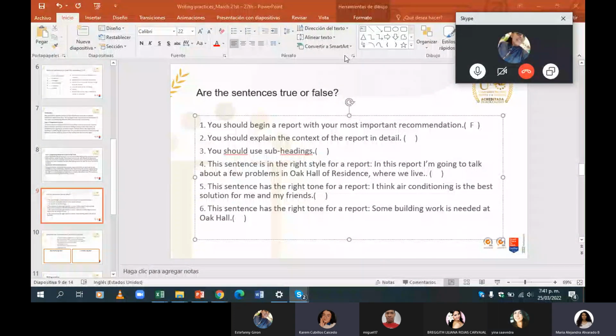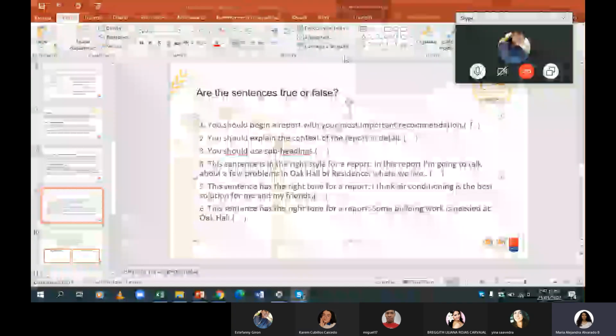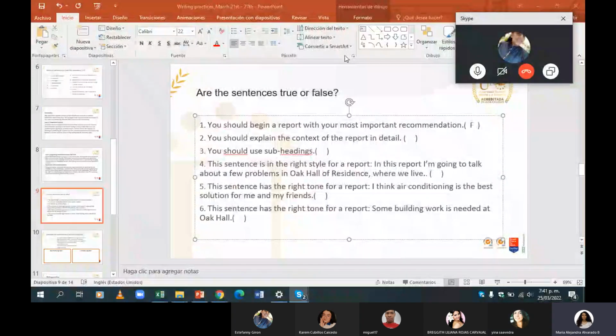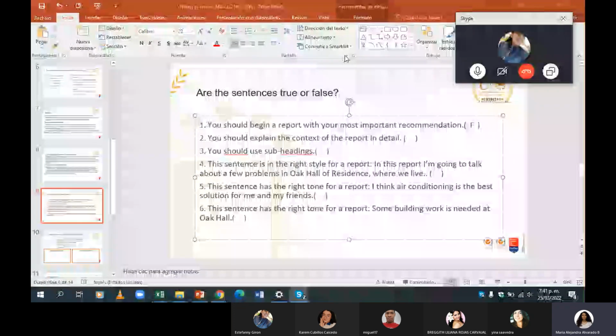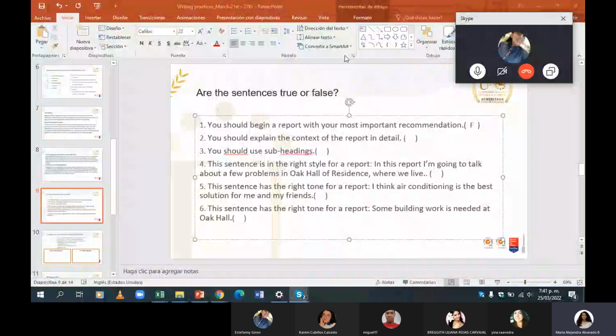No, I don't agree, because when we explain the context of the report in detail, it's like a summary. Okay, in this case, it's false. We shouldn't give so much detail about the context.